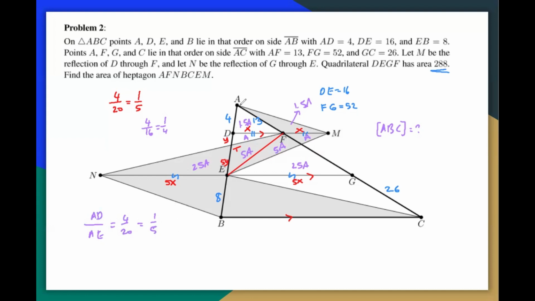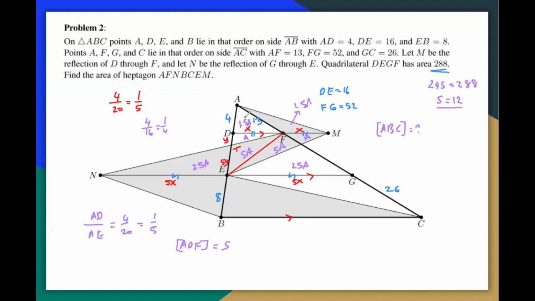So if I take the area of ADF to be, let's say, S, then the remaining DEFG will be 24S, which is 288. This is 144 times 2, so 12 times 2. If I divide this by 24, that should give us just 12, which means this region right here will be S, which is 12.